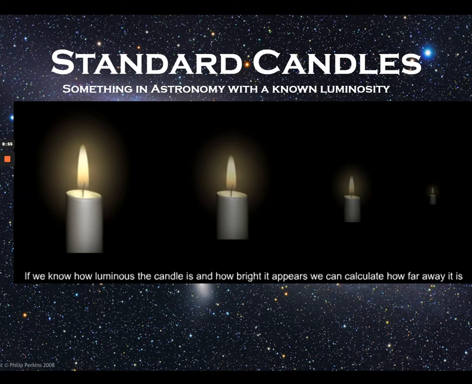So if it's really dim, you'd know it's really far away. So that's kind of the essence of what we're using. If you know how bright something is, and you know how bright it looks, you can work out how far away it is.